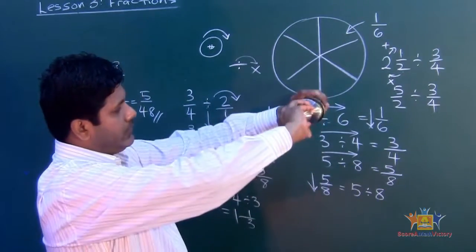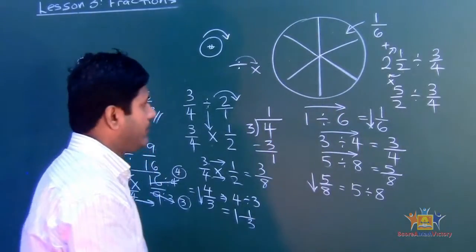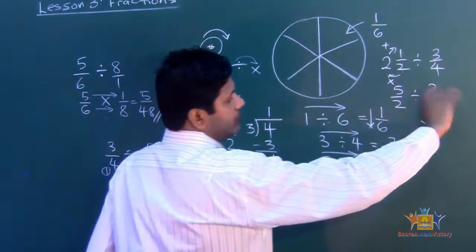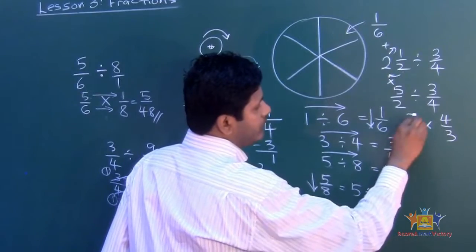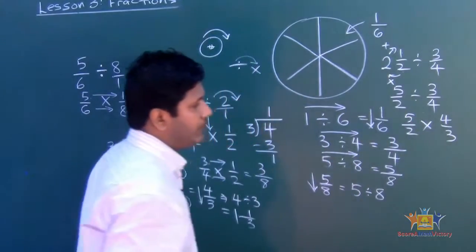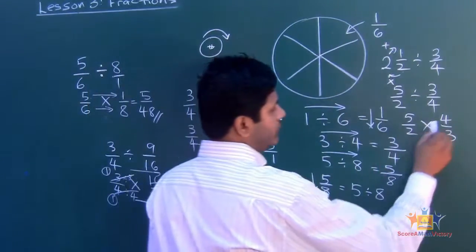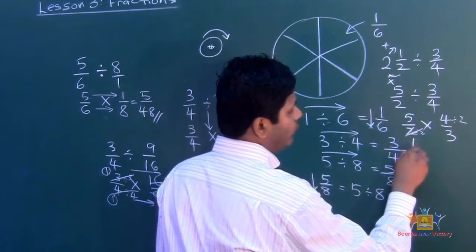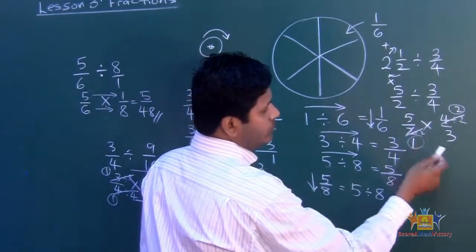So I'm just going to turn the division into multiplication. That means the 3/4 becomes 4/3, and I'm just going to bring the 5/2 down. Before I multiply, what do we do? Simplify between 2 and 4. I can divide this by 2, and I can divide this by 2. That makes this one 1 and this one 2. So there's no more I can simplify.